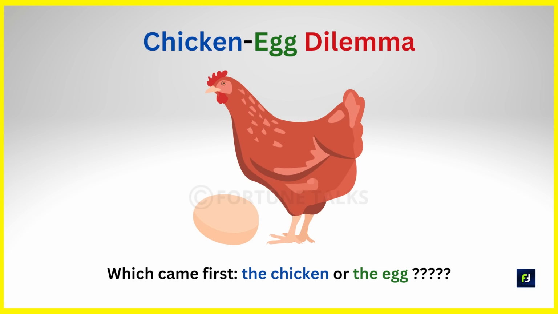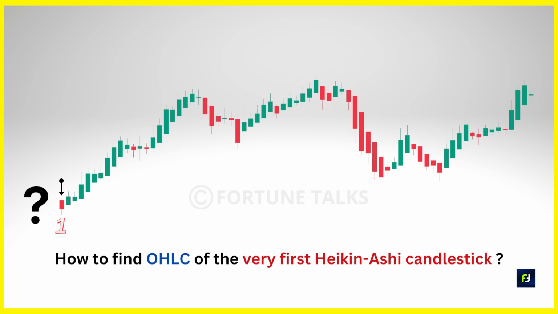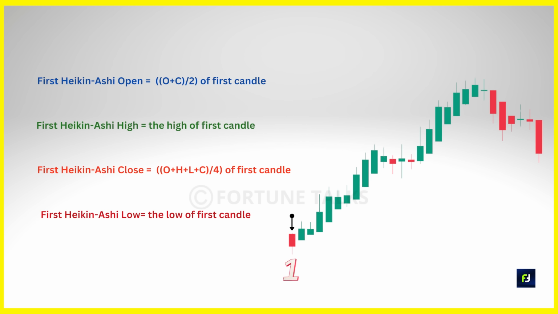But here we have a chicken and egg dilemma. Which came first, the chicken or the egg? Remember the fact that we need the previous candle for current candle calculation. So we need our first Heikin Ashi candlestick before we can calculate the future Heikin Ashi candlesticks. It has to start somewhere, right? Therefore, the first calculation simply uses the data from the current open, high, low and close.